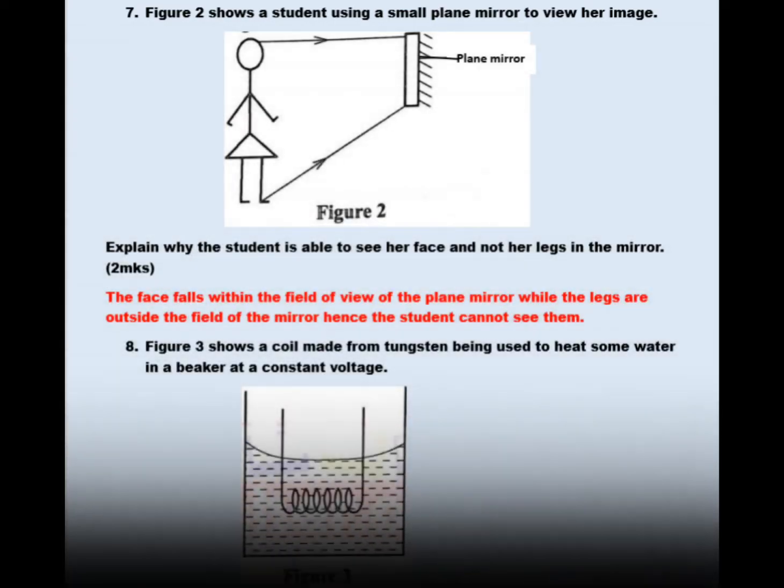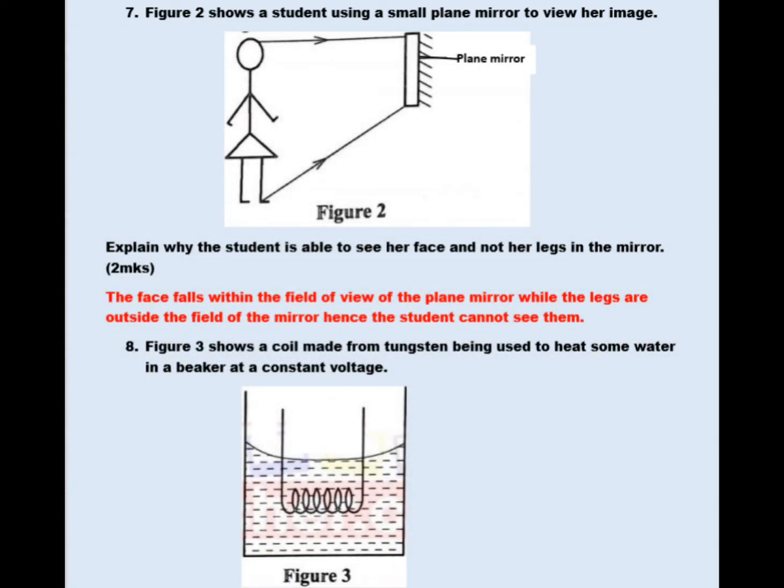Question 7. Figure 2 shows a student using a small plane mirror to view her image. Explain why the student is able to see her face and not her legs in the mirror. So you can see the face relative to the mirror, and of course also the legs relative to the mirror. So you are told why the student is seeing the face and not the legs.